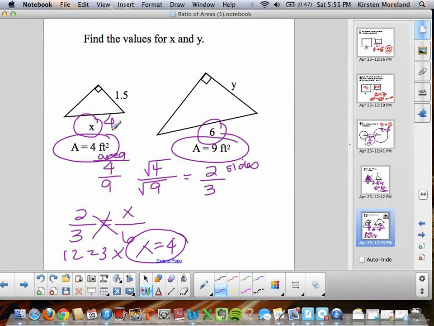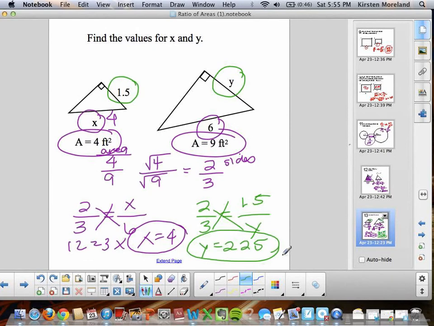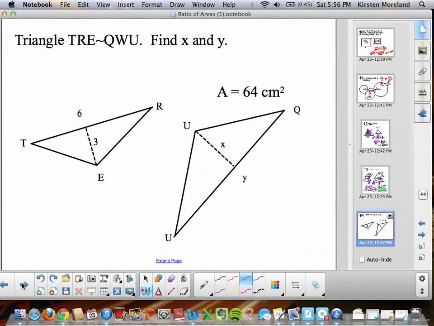I'm going to use that same concept now to find y. Notice now I have the small triangle side, and I need to put the y on the bottom. And when I cross multiply, I get 2y equals 4.5. So we get 2.25 for y. And always make sure those make sense. That's bigger than 1.5, and that makes sense because it's a bigger triangle. And 4 is smaller than 6 because it's on the smaller triangle. Right?